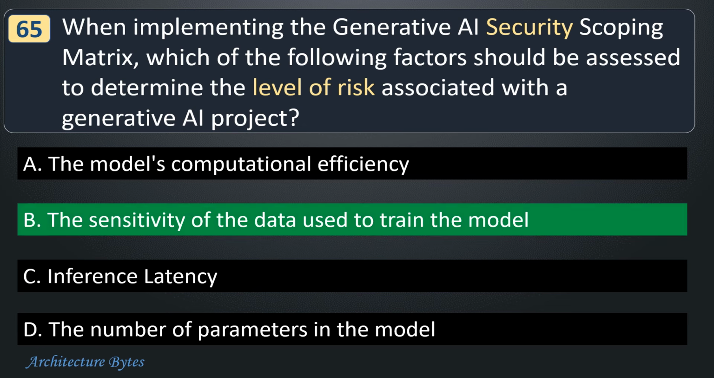Option B is the right answer here. The sensitivity of the data used to train the model is a critical factor for security. Other options like computational efficiency, inference latency, and parameters are important but do not directly impact security.